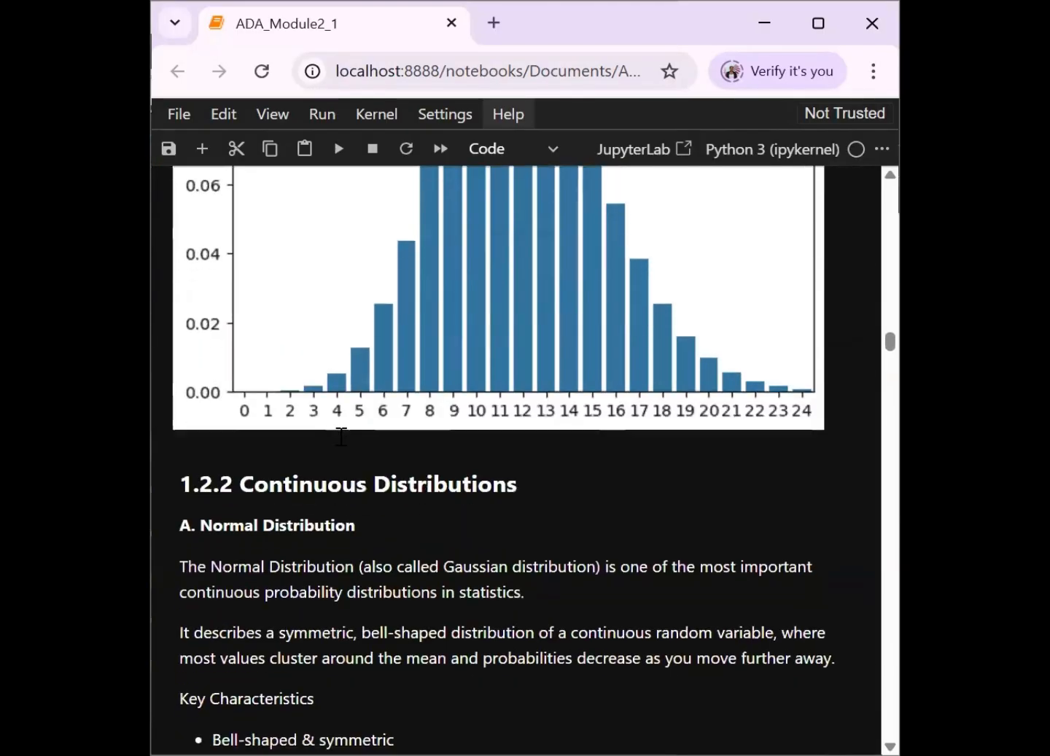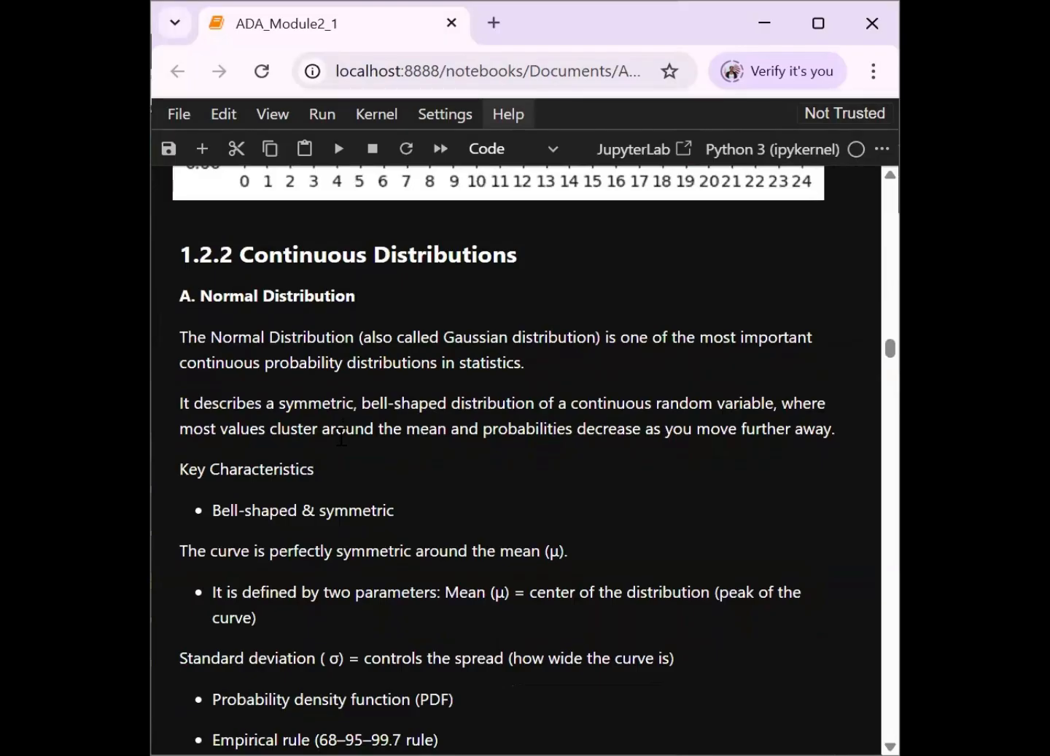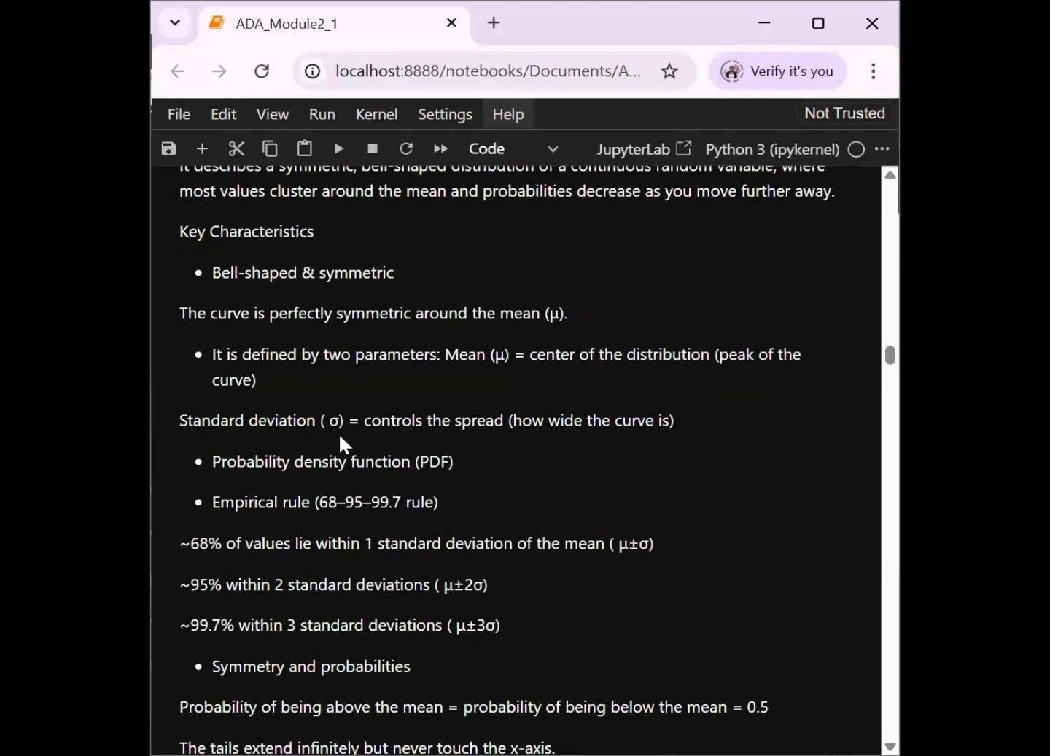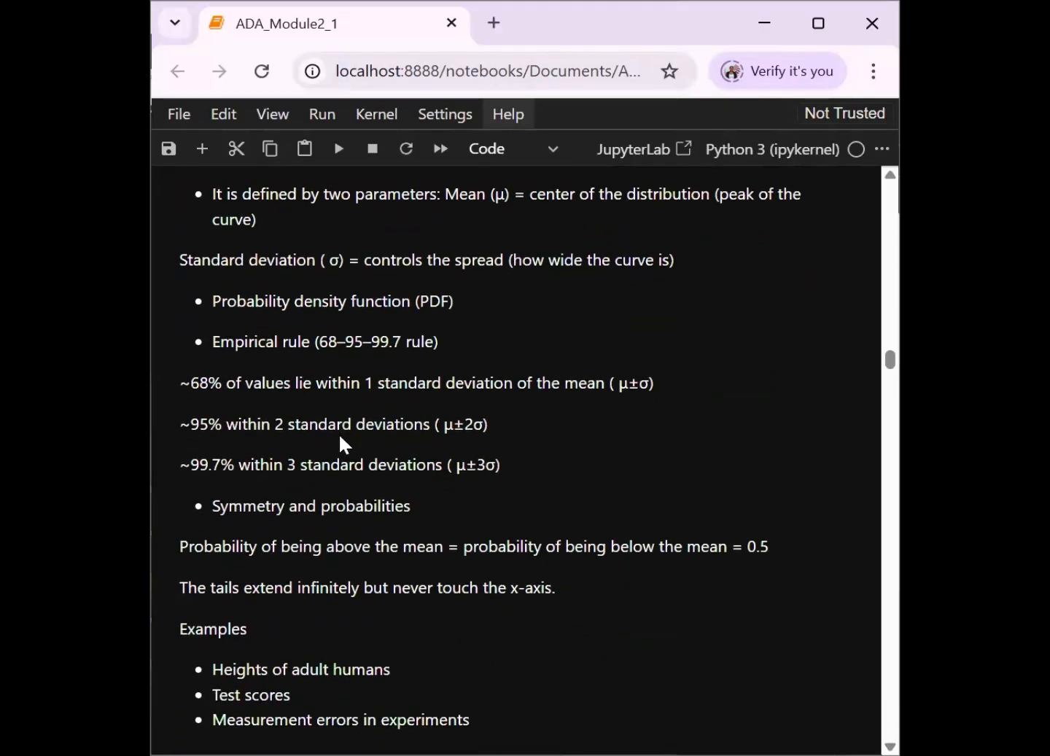So now we have a continuous distribution, the normal distribution. The normal distribution is also known as the Gaussian distribution. It has a bell shape and it's symmetric, right? The normal distribution takes in two parameters, which are the mean and the standard deviation. And for your standard normal distribution, you have the mean to be one, yeah, and the standard deviation to be zero.